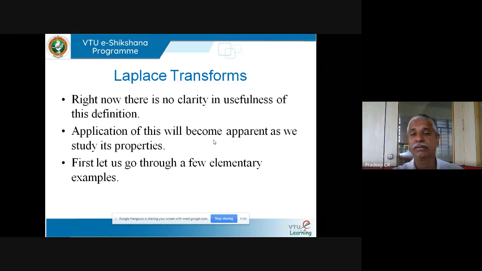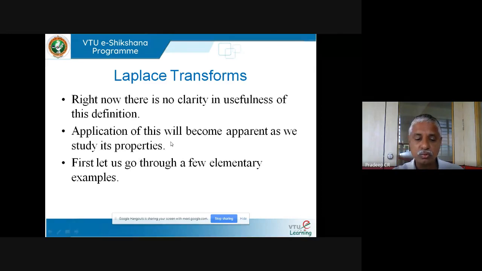Yeah, I know it's a bit of a "I don't know why I am doing this, but I have to do it" kind of thing. But I can only tell you that Laplace transforms are used to solve differential equations. That's a good enough aim for an engineer. Engineers come up with lots of different differential equations, and you want to know how to solve them. So Laplace transform is one way of doing this. As I have written here, the application of this will become apparent as we study its properties.